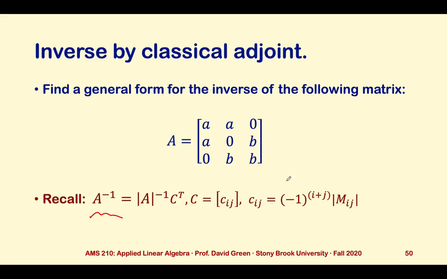So let's try to use this to find the general inverse of this matrix that has symbolic constants A and B, but also has a lot of structure to it. I recommend that you pause your video, try to work through the solution, and then carry on to watch my worked solution.